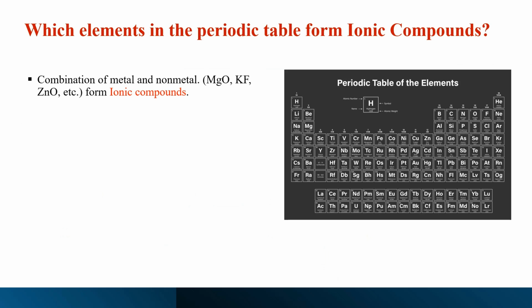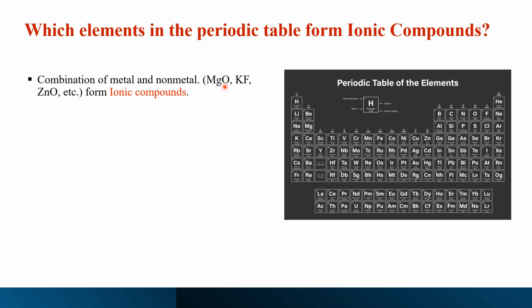As I explained in the previous slide, ionic compounds form between metals and non-metals. Group 1, group 2 and group 3, except boron, the others are metals. Non-metals are in groups 5, 6, 7; most of them are non-metals. So when metals combine with non-metals, they form ionic compounds.